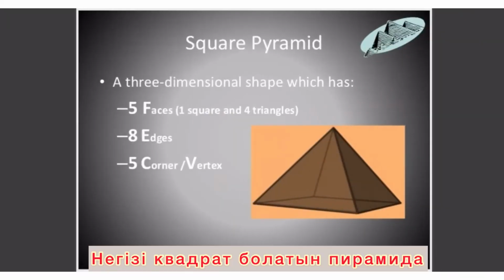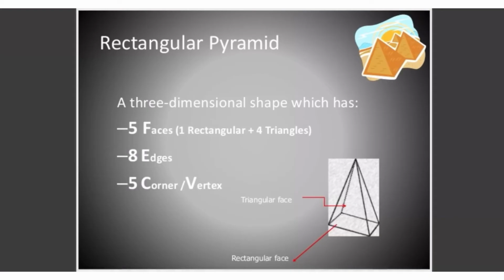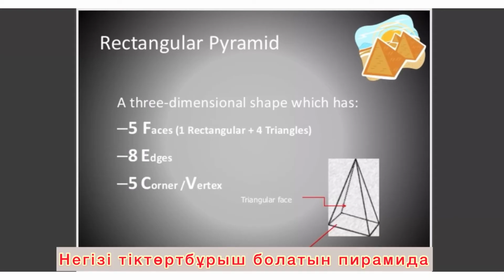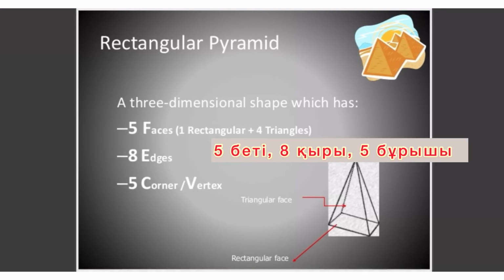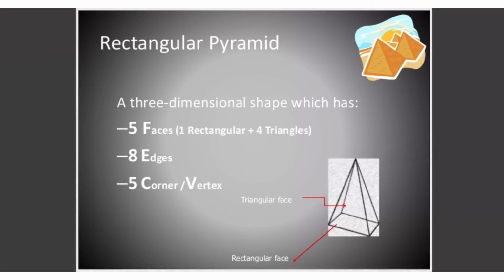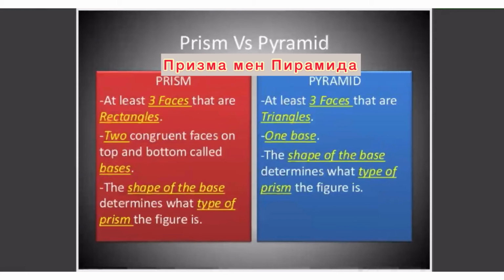Square pyramid. It's a 3-dimensional shape. It has 5 faces, 1 square and 4 triangles, 8 edges, and 5 vertices. Rectangular pyramid, 3-dimensional shape, which has 5 faces, 8 edges, and 5 corners. Let's talk and compare prism and pyramid.